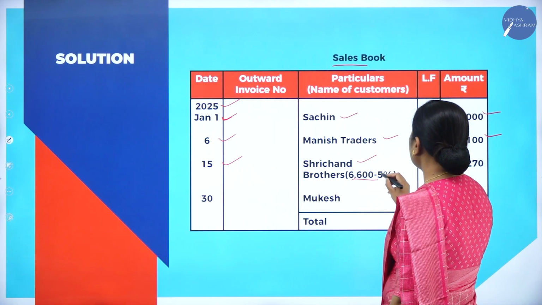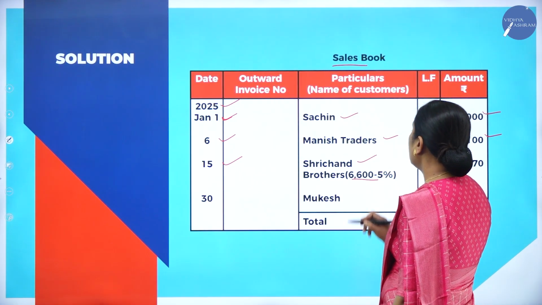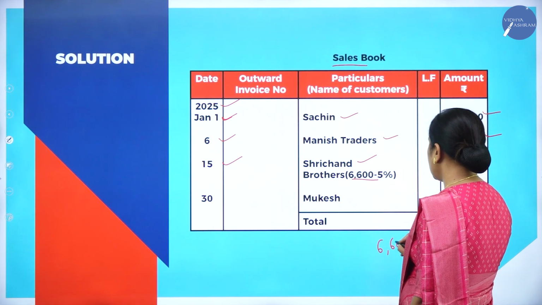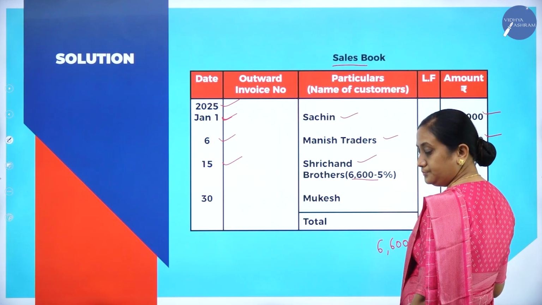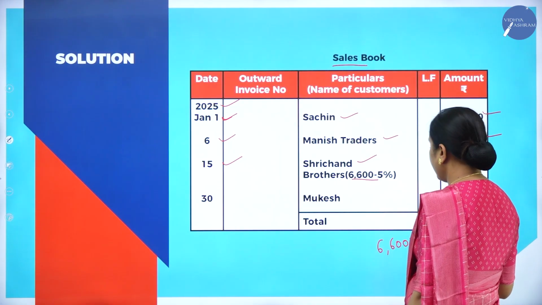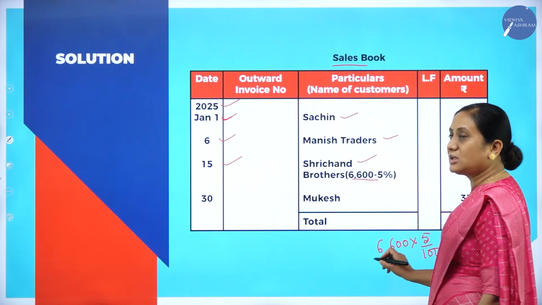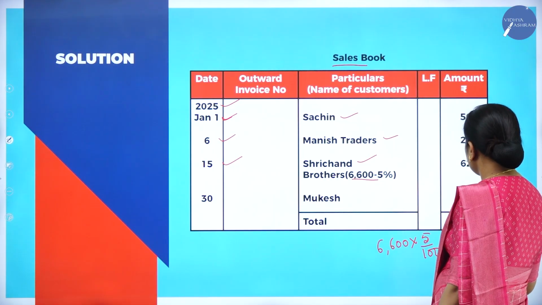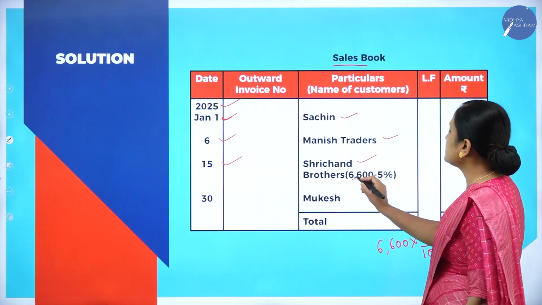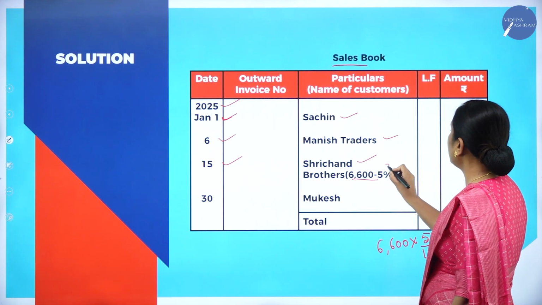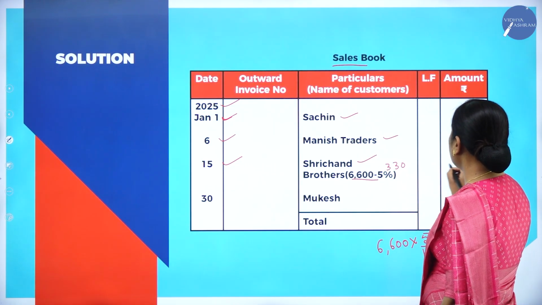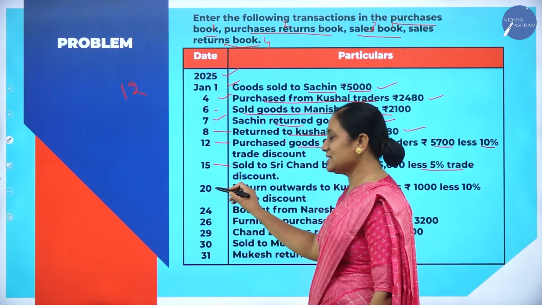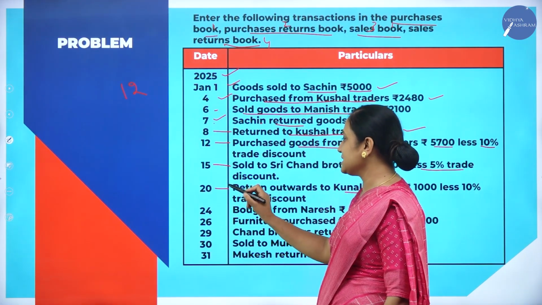So 5% on 6,600, if you calculate how much it comes to, 6,600 into 5 by 100. It comes to 330. Okay. So 6,600 minus 330 will come to 6,270. We will look into the next transaction, the 20th transaction.